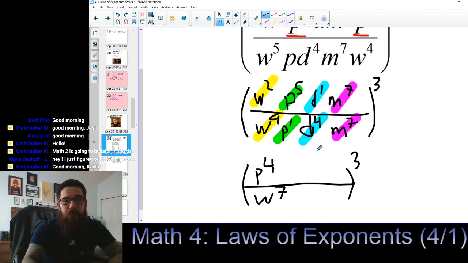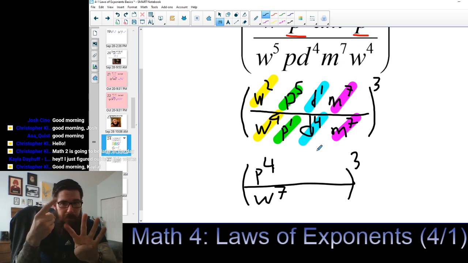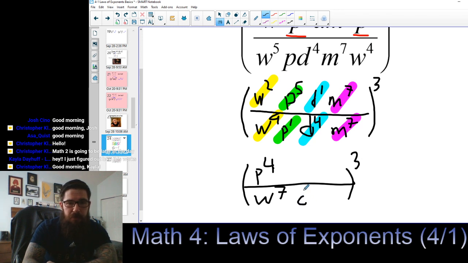D to the 1st over D to the 4th. I have 1D on top. I have 4 on bottom. These guys cross cancel, leaving me with 3 on bottom. I'm going to put D cubed down here.